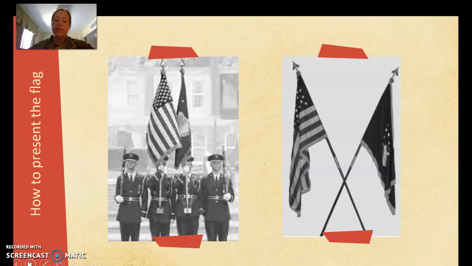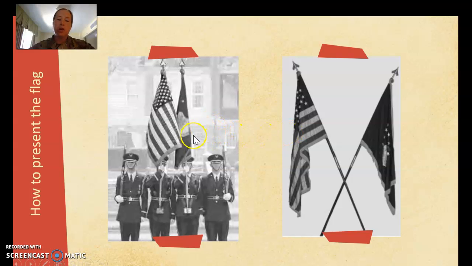Some different ways on how to present the flag. So in this picture, it shows an honor guard presenting the colors. And if you look closely, the American flag is always put on the left side of the audience. So if you're in the audience, you're always looking and it will always be on the left side.